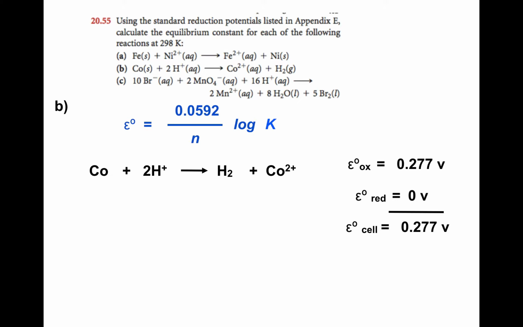Same with B. Look up the reduction potential for H plus ion taking electrons. Deduce the oxidation potential for cobalt. Add the two together and get the voltage for the cell. Again, we have a positive voltage. So when I plug it into the equation and rearrange, I expect a spontaneous reaction.